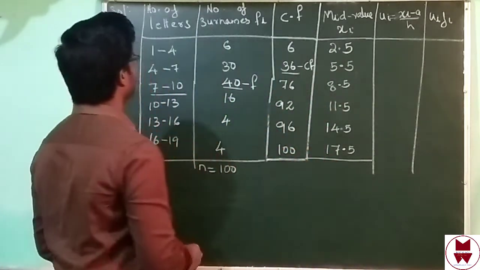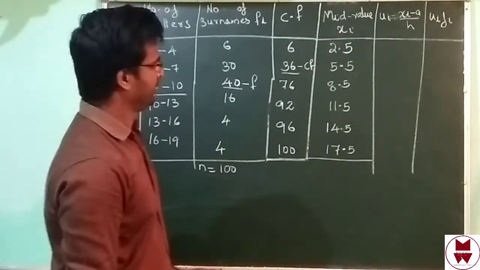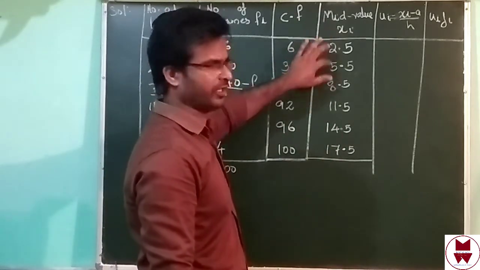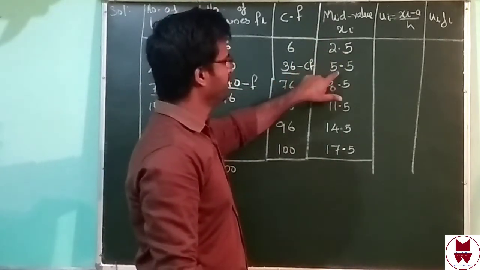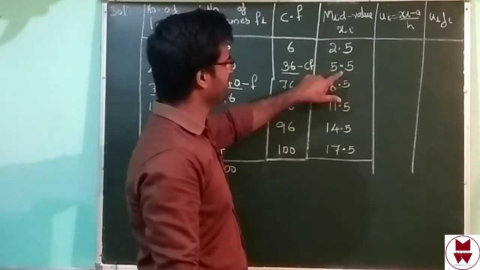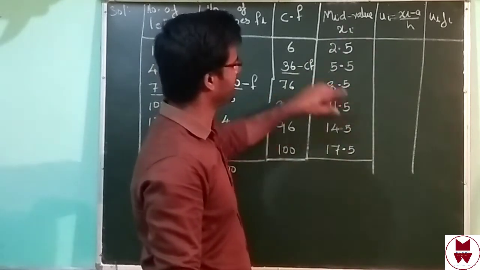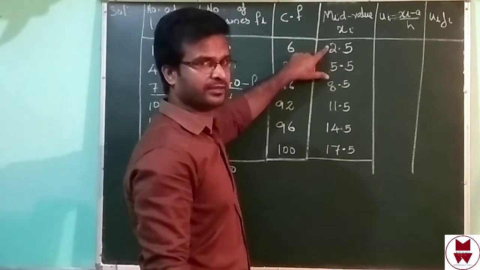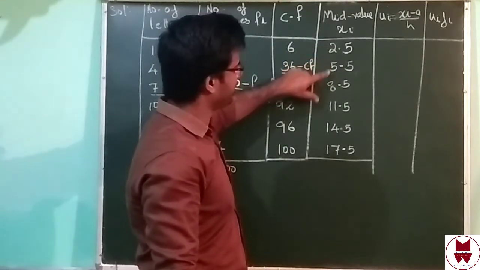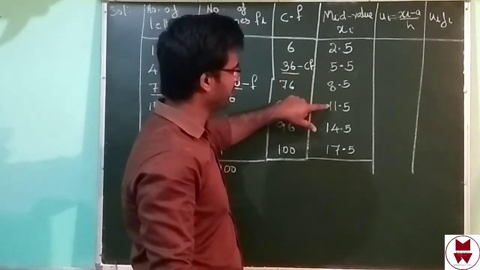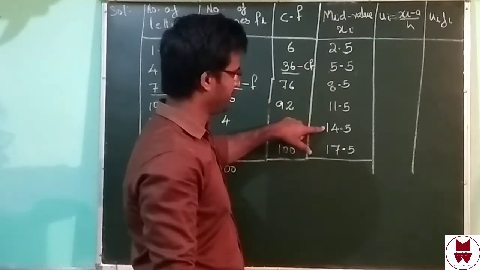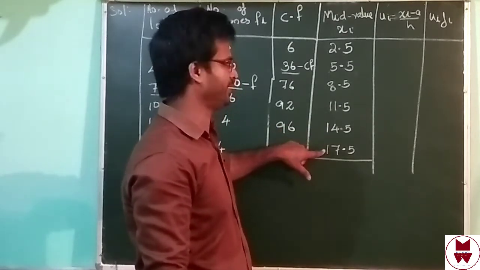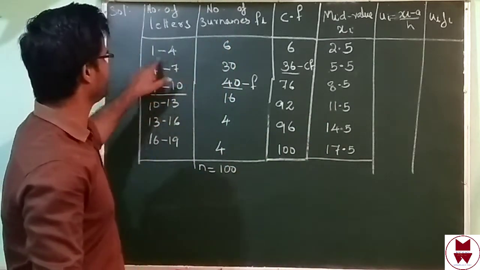Now we got all mid values. You can find out another way also. First find out the first two mid values, 2.5 and 5.5. Then check what the difference is. 5.5, 4.5, just leave it. 5 minus 3, 5 minus 2, you will get 3, isn't it? Then 5 plus 3, 8, 8 plus 3, 11, 11 plus 3, 14, 14 plus 3, 17. Like that also you can find out that 3 is the class width from here.